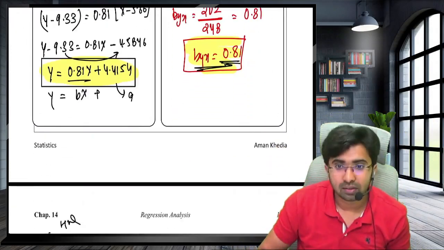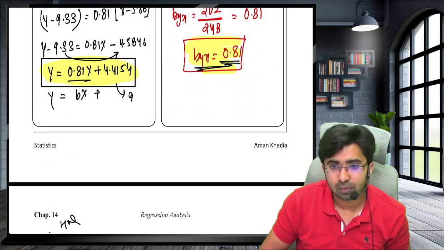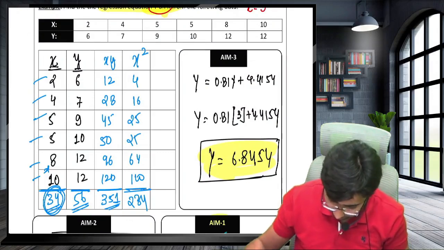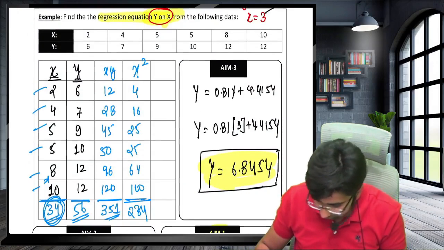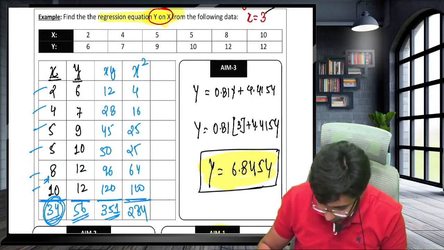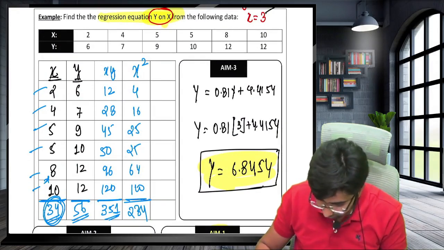That's why, guys. Sir, my answer is... guys, have I solved this wrong? Wait. 0.81, value of x is 3. Okay, wait, I'm checking.